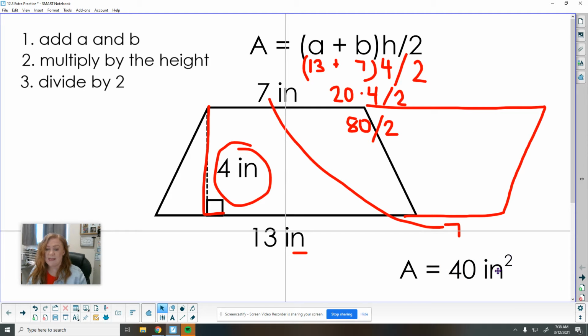It's important that we get the label and the square on there because we are still finding how many squares fit inside this trapezoid.